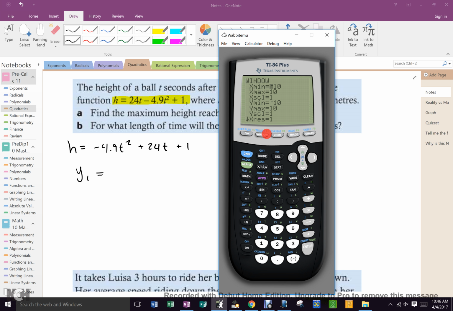So I'm going to go to my window. I'm going to get rid of my negative x's. I'm going to get rid of my negative y's. Now, you guys got to use your head. Will 10 seconds be enough for a ball to hit the ground? Maybe. 20 meters? Yeah, probably. So let's leave it at 10. And how much height do I need, do you think? You want to go 30? Are we happy with our scales of 1 and 1?